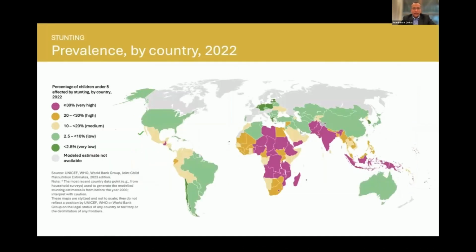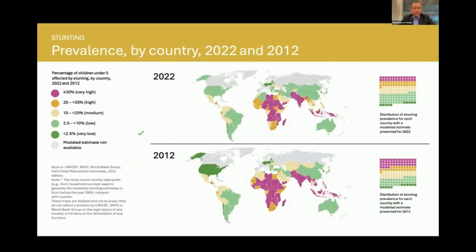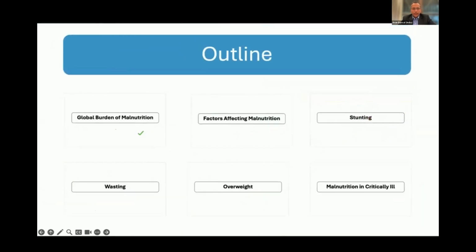This is the prevalence country-wise. You can see that the highest prevalence is in the African sub-Saharan region, in the South Asian region, and also in Indonesia and Malaysia and that part of the world. This is for stunting, and how it has changed from 2012 to 2022. It is definitely decreasing, though not significantly. But still a lot of work needs to be done in both stunting and wasting.